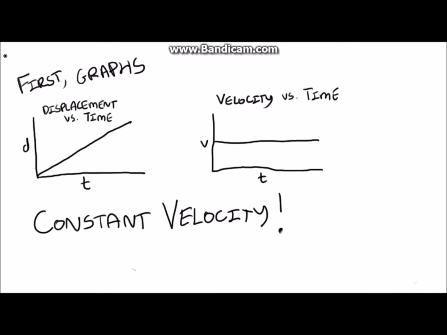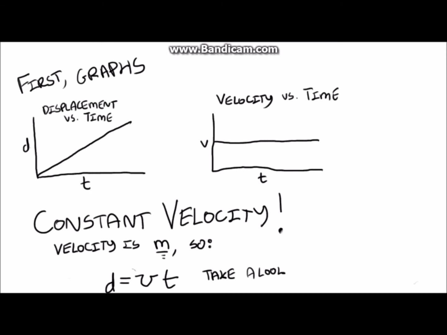Now, to find the equation of the displacement versus time graph, you just substitute velocity in for m, because velocity, again, is the slope. So, change in d equals v times change in t, as opposed to m times change in t. We just substituted in the v for the m.